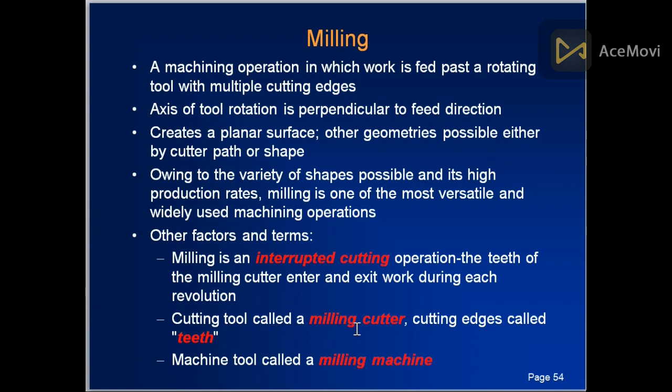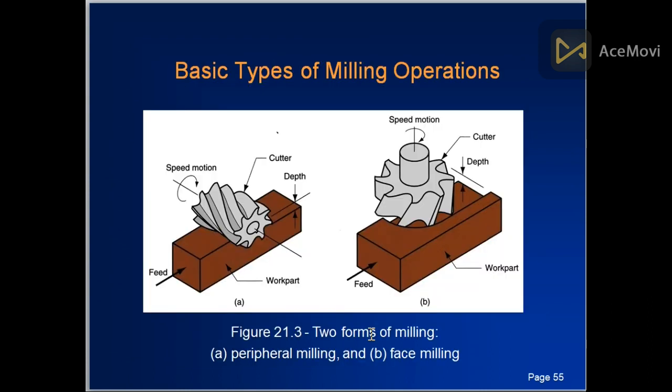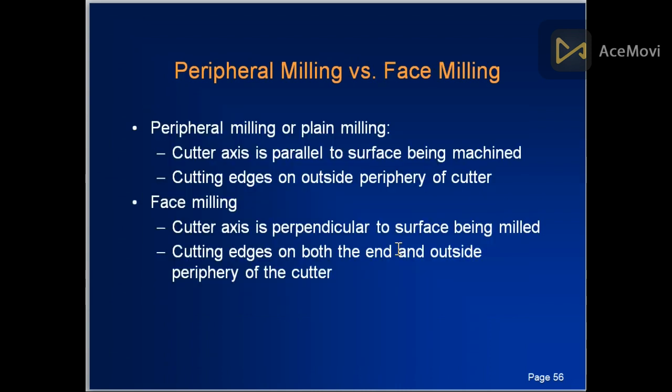The cutting tool is called a milling cutter. The milling cutter's cutting edges are called teeth, and the machine tool is called the milling machine. Basically, there are two types: peripheral milling, that is like this, and face milling, in which the axis of rotation is perpendicular to the surface. This is the same thing: in peripheral milling the cutter axis is parallel to the surface, and in face milling the cutter axis is perpendicular to the surface.